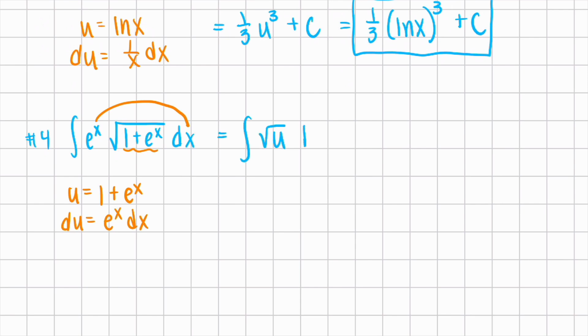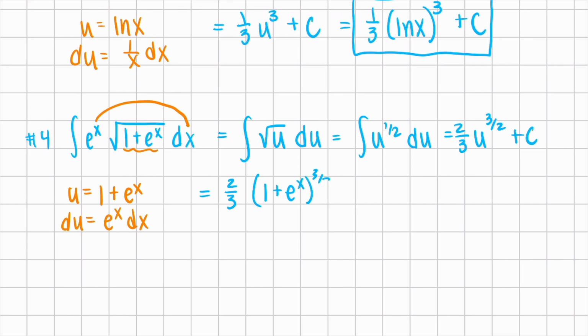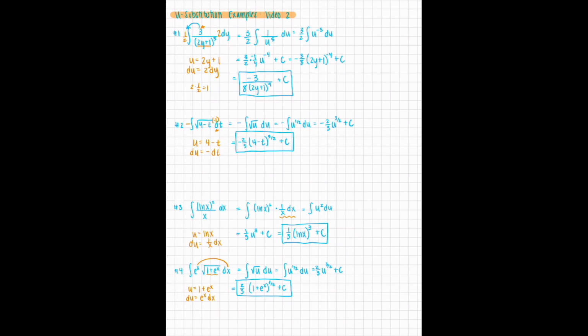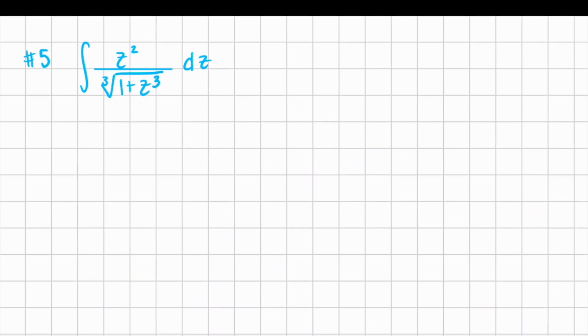So this is the square root of u du. I'm going to rewrite it one more time, u to the 1/2 du. We're ready to integrate. 1/2 plus 1 is 3/2. Flip it. Don't forget your plus c. Rewrite your u back in there. 1 plus e to the x to the 3/2 plus c. Okay, couple more examples.